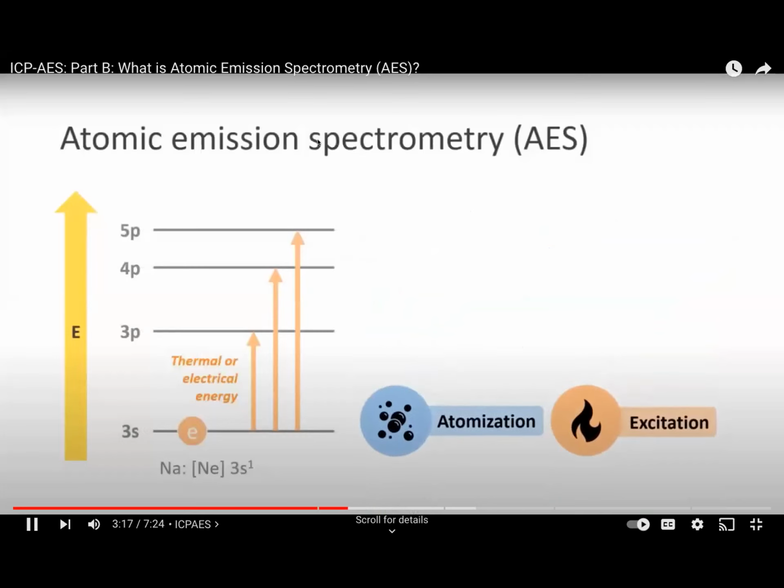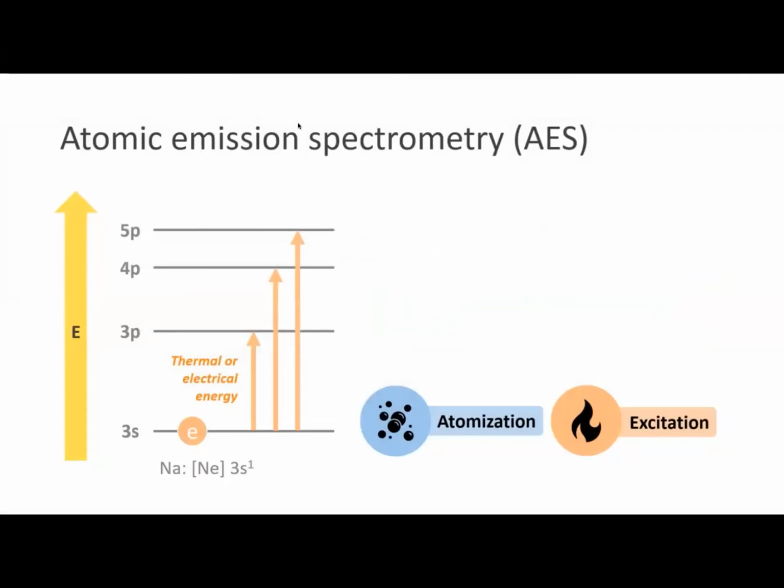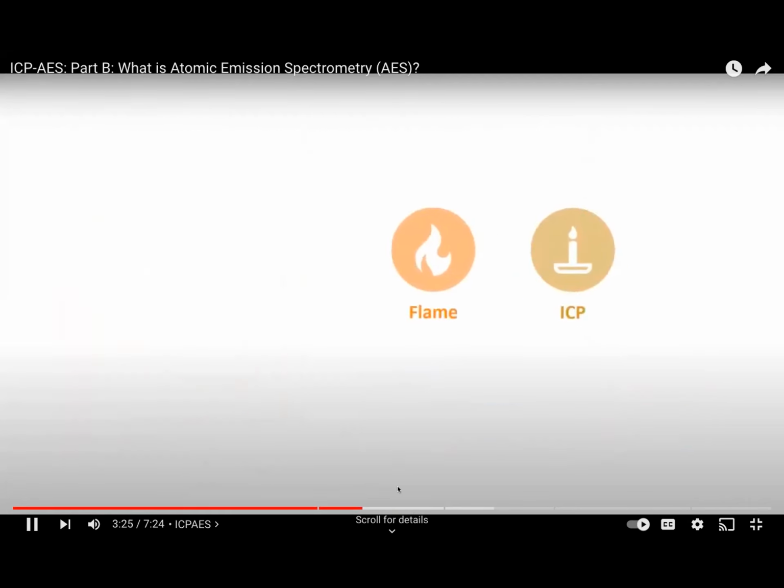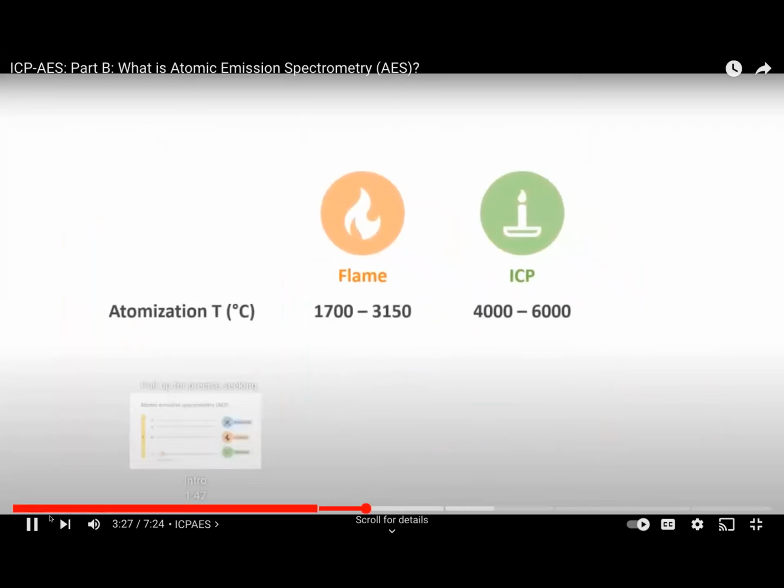Atomization and excitation can be done using either flame or inductively coupled plasma. Then the next question would be, which of these atomization methods is better? The typical ones, of course, are those that we have discussed: flame AAS, flame AES, as well as ICP as the atomizer and the excitation source.